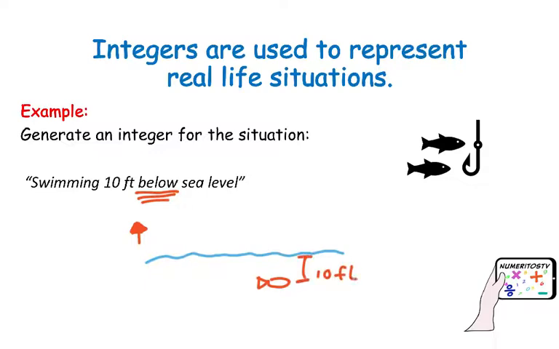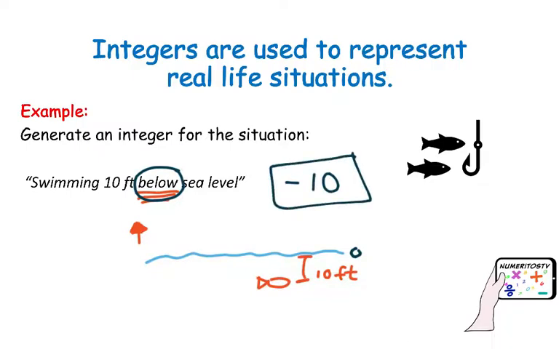If I want an integer to represent the situation, the ocean will be my zero, and anything below zero is considered negative. My key word is below. So the integer that I can use to represent the situation is negative 10.